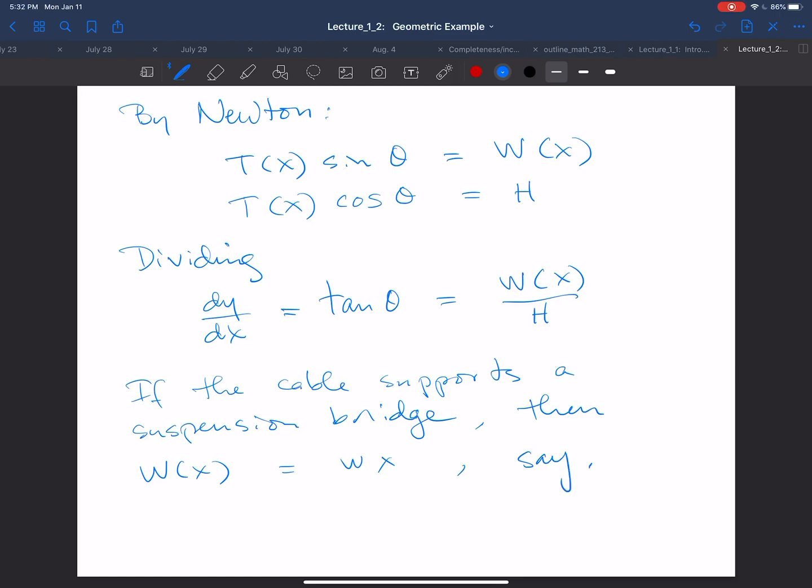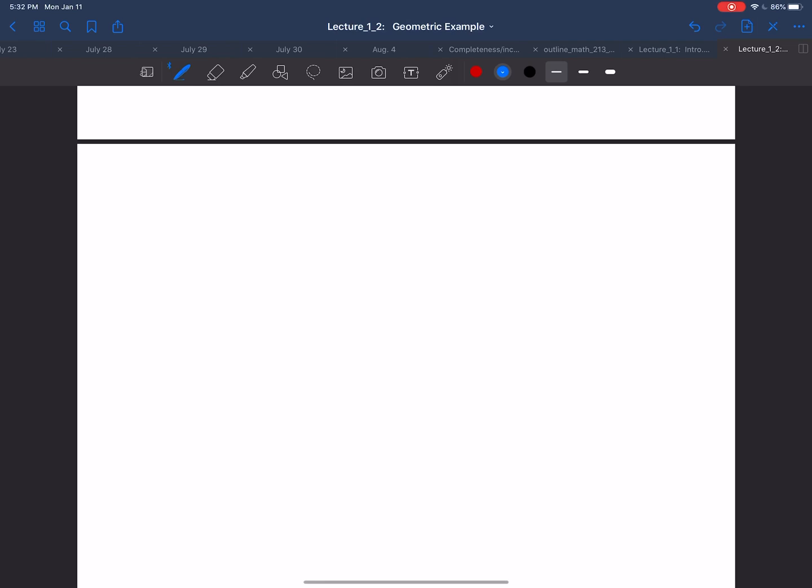So let's substitute that into our equation. Then we have dy by dx equals little w over h times little x. And once again, this is in a form that we can easily solve. So what do we get? Again, we arrange to separate the variables. So we get dy equals w over h times x dx.